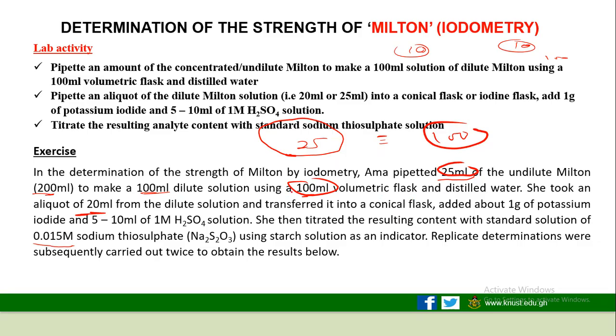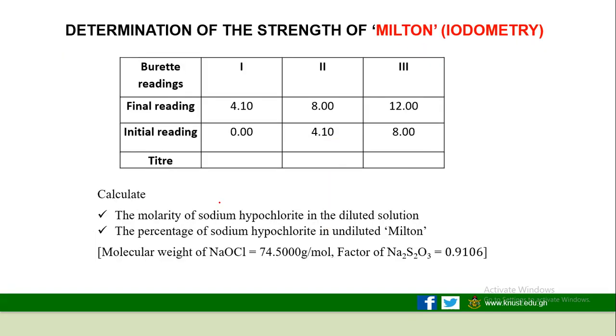Good. Then from the 100 ml, which was diluted, she took 20 ml, right? Good. So let me go over what I said again. For this 20 ml, if I can extrapolate and then get the amount in the 100 ml, this amount in 100 ml is the same as the amount in the 25 ml here. It's the same as the amount in the 25 ml here, just because when I took the 25 ml, all that I did was that I diluted to the 100 ml, right? So the amount of substance in the 25 ml will be the same as the amount of substance in the 100 ml. That is the understanding that we have to get here to make the question very simple.